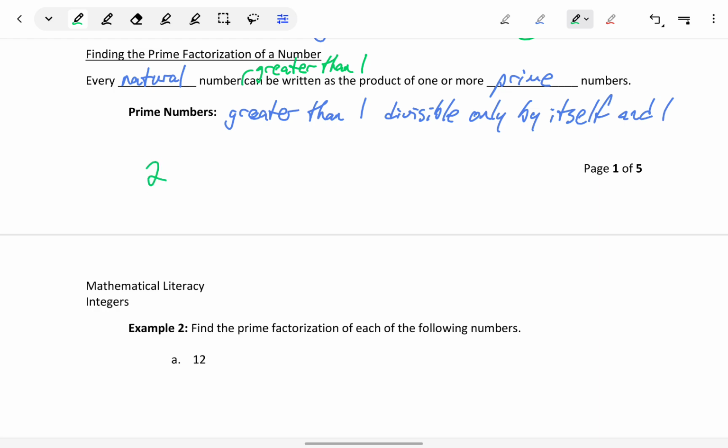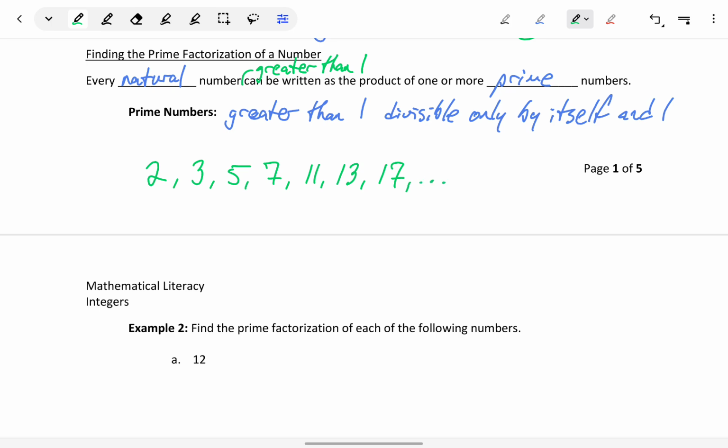Two is our smallest prime number. It's divisible by 2 and by 1. That's it. So it meets the definition for being a prime number. 3, similarly, is only divisible by itself and by 1. And we could continue that list with the first few prime numbers, some of the smaller prime numbers, to include 5, 7, 11, 13, and 17.